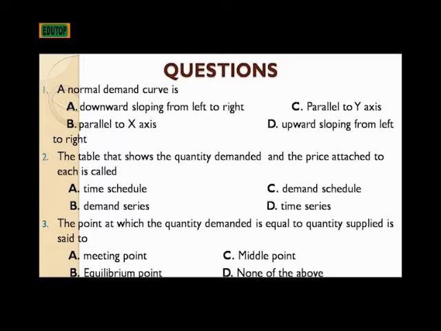And number 3. The point at which the quantity demanded is equal to the quantity supplied is said to be dash. A. Meeting point. B. Equilibrium point. C. Middle point. D. None of the above.